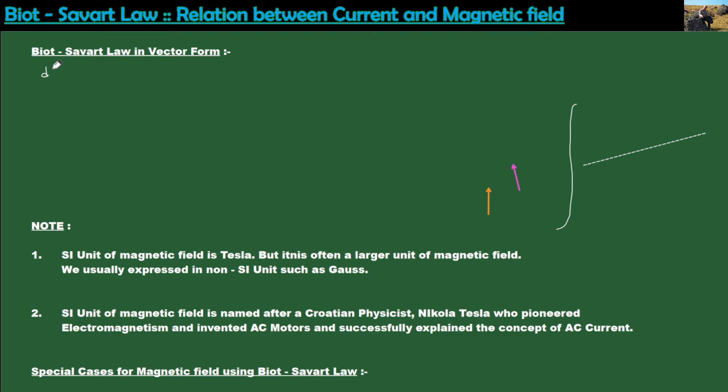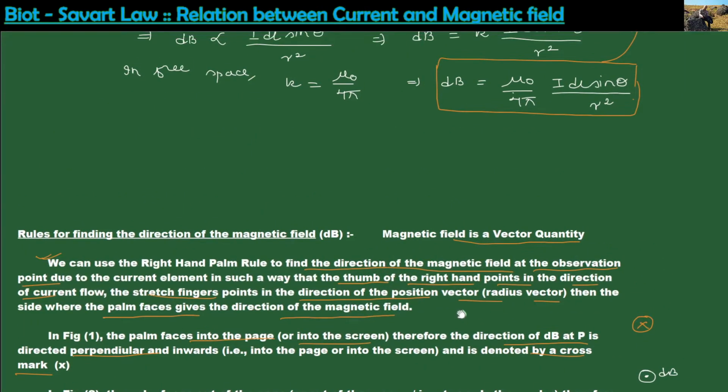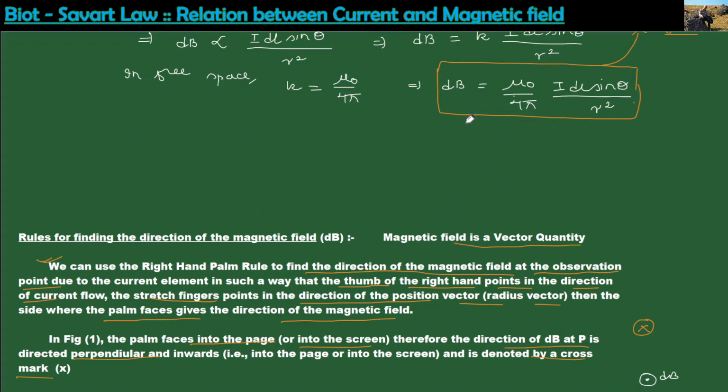Now in vector form, this magnetic field is given by this expression: dB bar will be equal to mu naught divided by 4 pi, I dl cross r cap divided by r square. Why have I written it like this? Because when you look at that relation, this is our dB, and we have I dl.